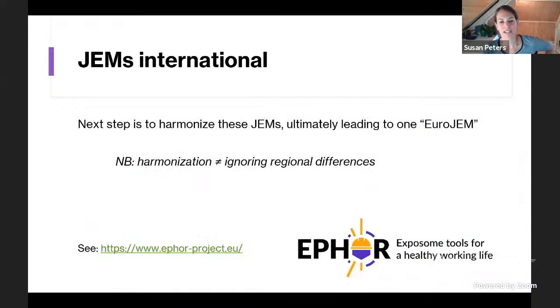And of course, one of the next steps that will be done within the E4 project, the EU project, you can see the link if you want to get more information, is to harmonize these GEMs and get towards one big GEM for Europe. But I think it's important to stress that if you want to harmonize that, you cannot ignore regional differences, because of course we know there are a lot of differences across the different countries.